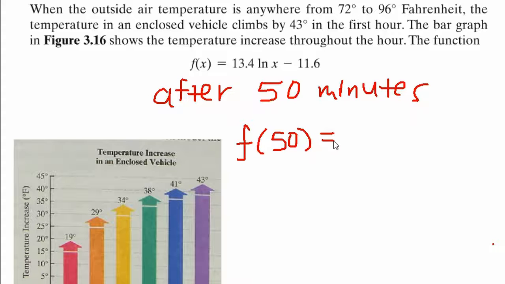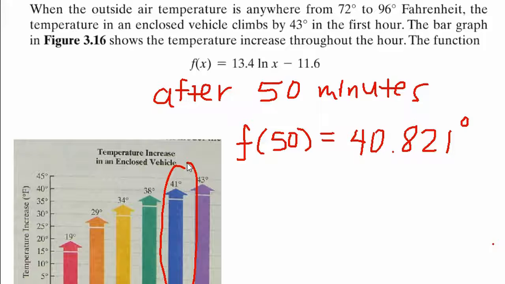All right, so you're going to want to grab a calculator here, or you can use Desmos. Desmos can calculate this for you. So 13.4 natural log of 50 minus 11.6. And so I'm getting 40.821 degrees. So let's see. There we go. That matches. Yeah, it's not exact, but it's pretty darn close.